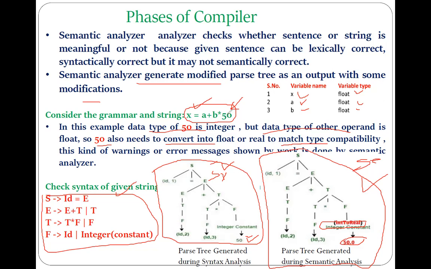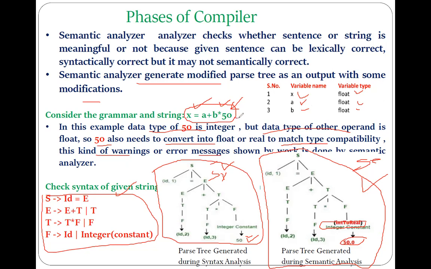So to make type compatibility possible here, if this operation has to be performed, then the data type of all the variables or operands present here needs to be the same. This kind of warning or error message will be shown by the semantic analyzer. What kind of thing?